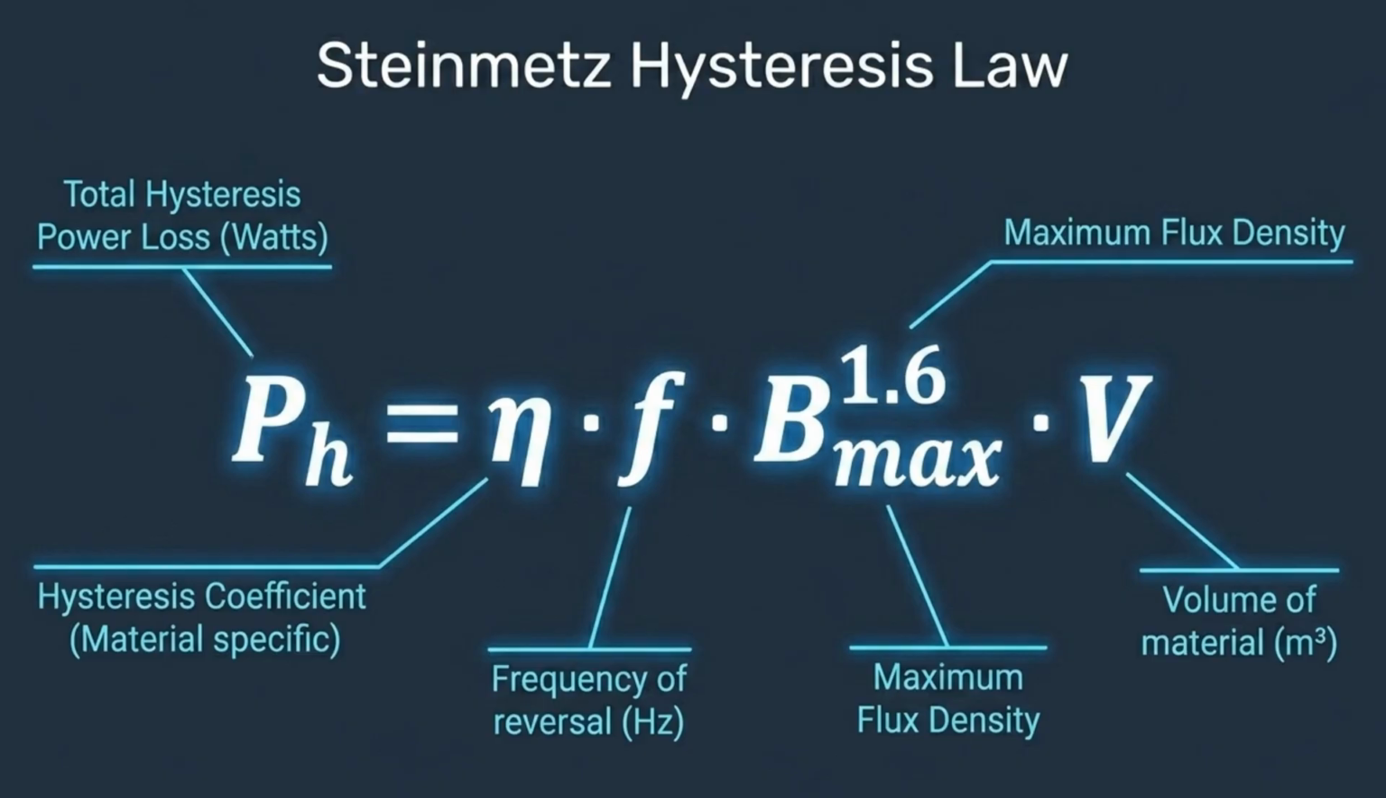The Steinmetz Hysteresis Law calculates total power loss. The formula considers the material-specific hysteresis coefficient, the frequency of reversal, the maximum flux density raised to the power of 1.6, and the volume of the material.